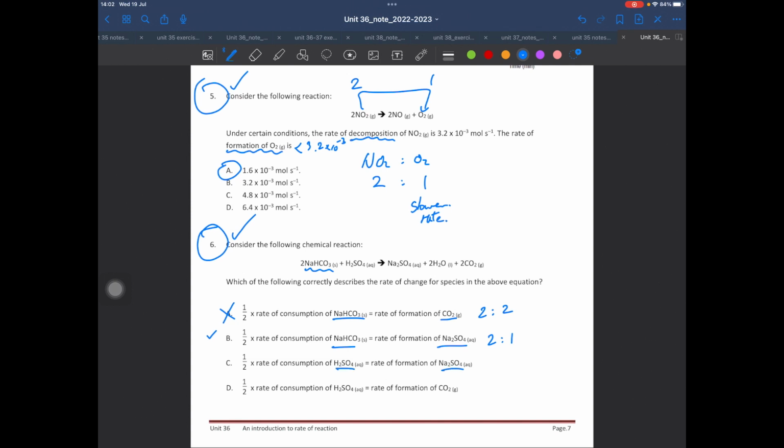C is sulfuric acid to sulfate. Sulfuric acid is here, sulfate is here. Again, it's 1 to 1. That means they should have the same rate, right? Finally, sulfuric acid 1 to CO2, which is 2. So the rate of formation of CO2 should be higher. So again, this is not correct, because when you consume 1 sulfuric acid, you will form 2 CO2. So the formation rate of CO2 should be double that of sulfuric acid. So our final answer will be B.